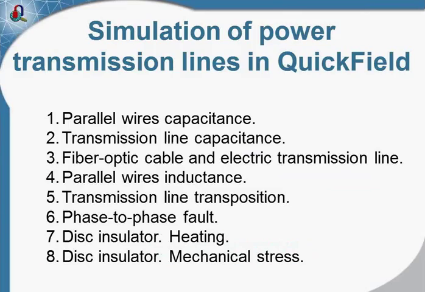Today, the following examples will be reviewed. The first case is the parallel-wire capacitance. Then we will calculate the transmission line capacitance. Then we will simulate the fiber-optic cable and electric transmission line. Then we will calculate the inductance of two parallel wires. Then we'll calculate the transmission line inductance in case of transposition of conductors. Then we will simulate the phase-to-phase fault. And then we'll simulate the disk insulator, heating and mechanical stress in a disk insulator. So let's start with the first example.